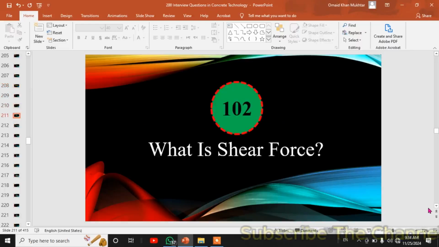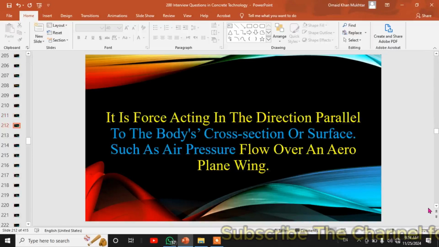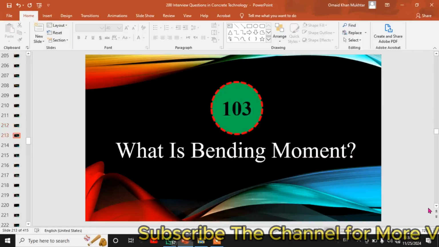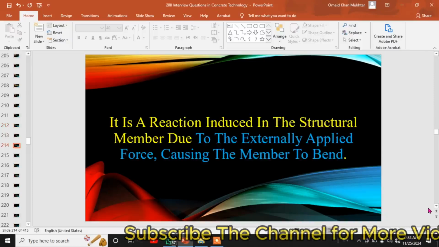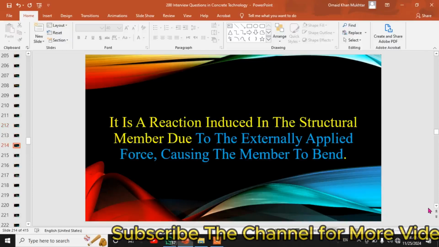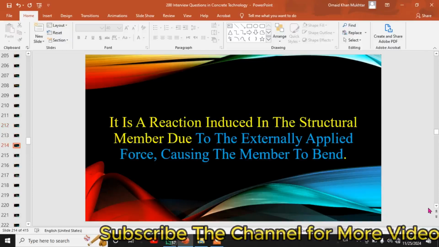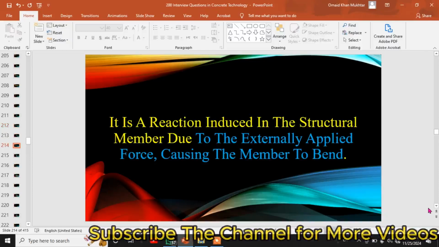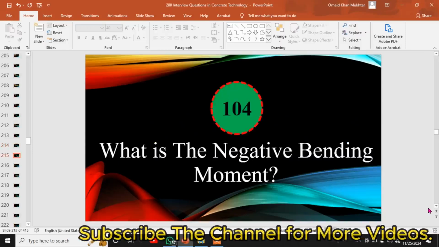102nd. What is shear force? It is force acting in the direction parallel to the body's cross-section or surface, such as air pressure flow over an aeroplane wing. 103rd. What is bending moment? It is a reaction induced in the structural member due to the externally applied force, causing the member to bend.